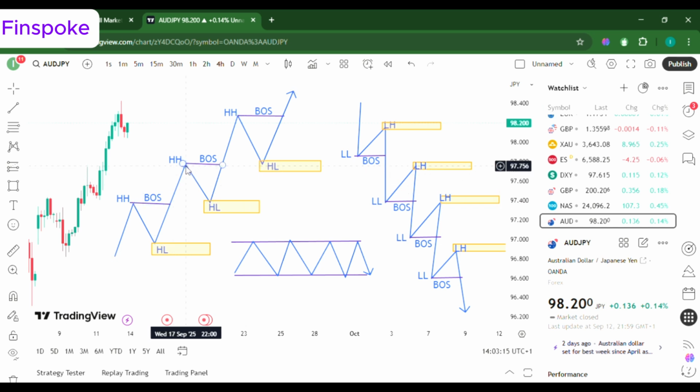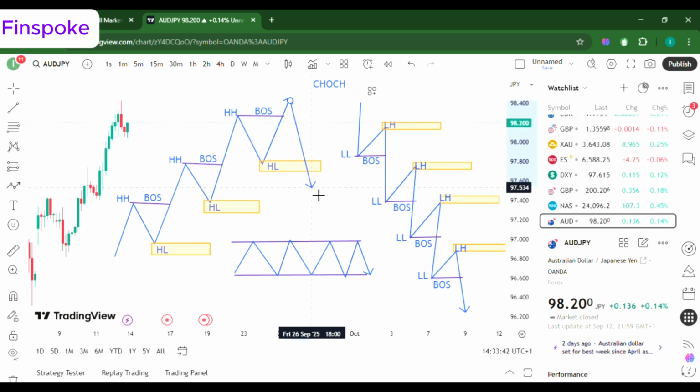And there will be a pullback to create a low which validates this. A CHoCH happens when price breaks this flow of higher high and higher low. When price fails to create a strong higher high, instead it comes down to break the most recent low, and the pullback to create another low.